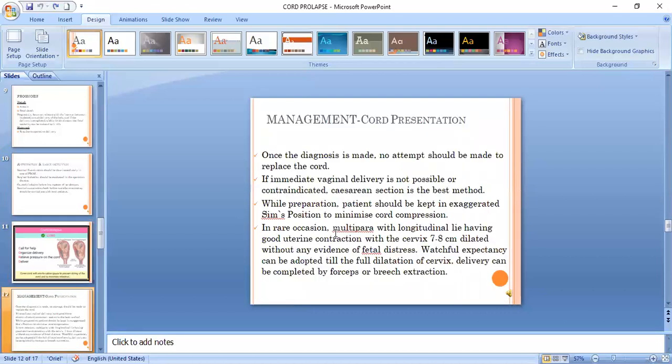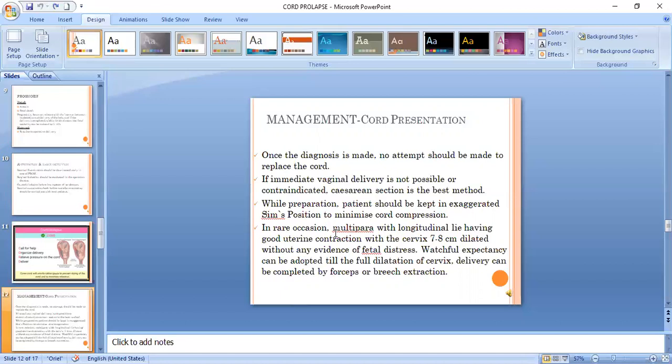Next is the management for the cord presentation. So once the diagnosis is made, we should not try to replace the cord back. Okay, and if immediate vaginal delivery is not possible, or it is contraindicated, or the baby is having malpresentation, or abnormal lie, in these cases we cannot do vaginal delivery. So the treatment of choice is cesarean section. And while preparing, the patient should be kept in exaggerated Sims position to minimize the cord compression.